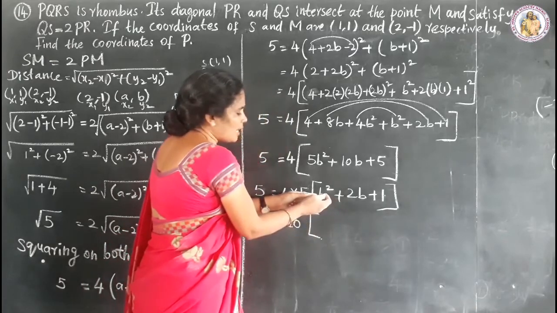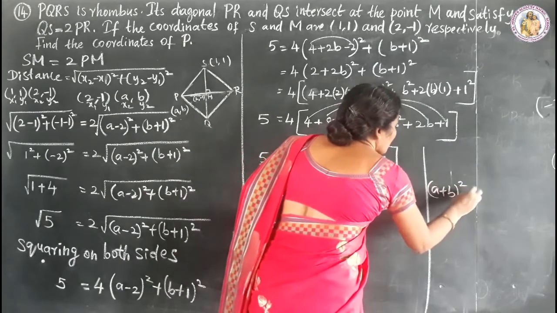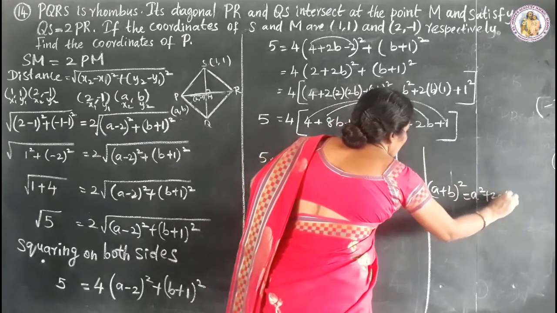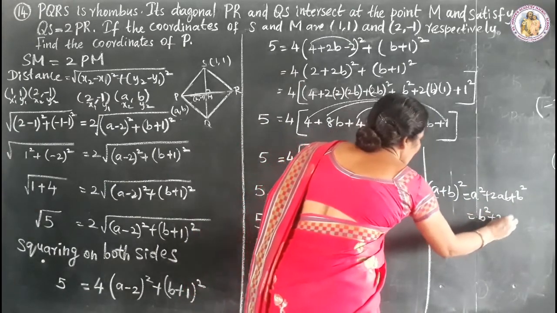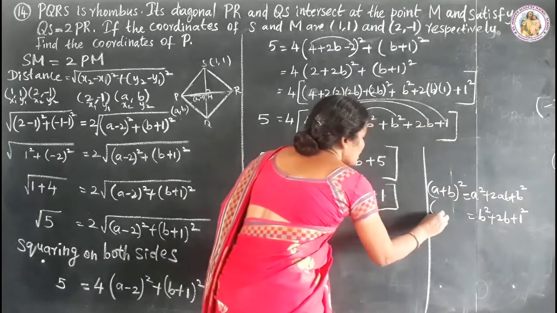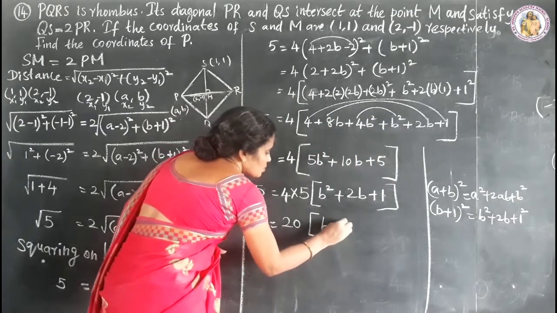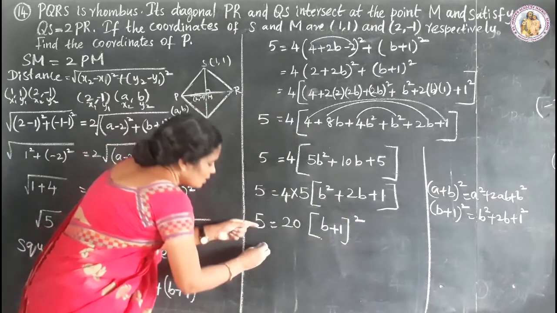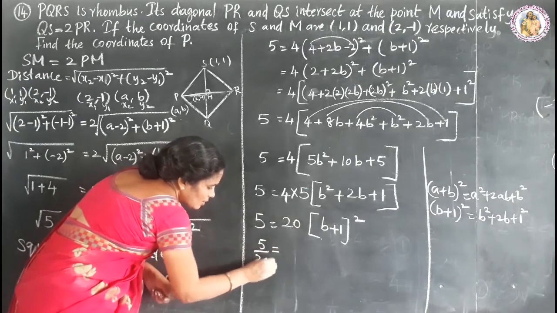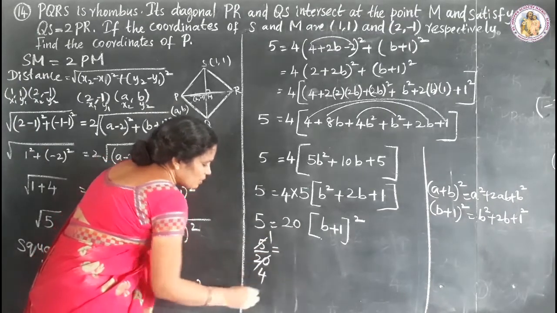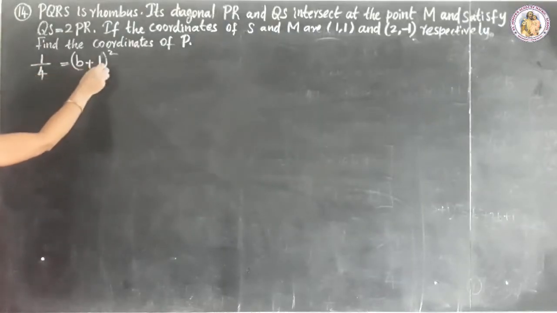and here A square, A plus B whole square. So this is nothing but A plus B whole square is equal to A square plus 2AB plus B square. That is, here it is B square plus 2B plus 1 square. So that is B plus 1 whole square. So B plus 1 whole square. Okay, now 5 is equal to, and taking 20 becomes 5 1s are 5, 5 4s are 20, so 1 by 4 is equal to B plus 1 whole square.